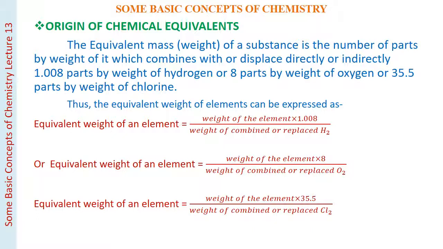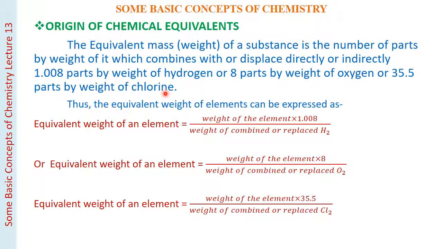So the equivalent weight of a substance was thought to be calculated in terms of chemical combination with hydrogen and oxygen, and then later it was extended to combination with chlorine. So let us see what is the equivalent mass of a substance in relation to hydrogen, oxygen and chlorine. The equivalent mass or weight of a substance is the number of parts by weight of it which combines with or displaces directly or indirectly 1.008 parts by weight of hydrogen, 8 parts by weight of oxygen, or 35.5 parts by weight of chlorine.